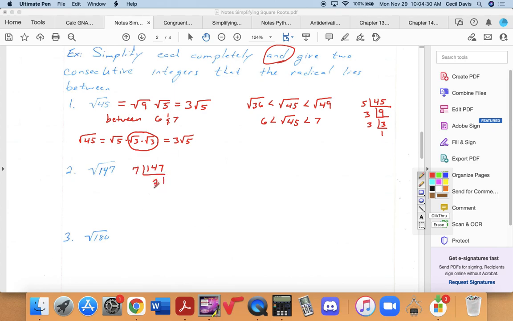That's 21. Can I divide by 7 again? Yep. It goes in 3 times. Can I divide by 7 again? Nope. But what can I divide by? 3. So this is equal to the square root of 7 times the square root of 7 times the square root of 3. What's the square root of 7 times the square root of 7? 7. So this is 7 square roots of 3.